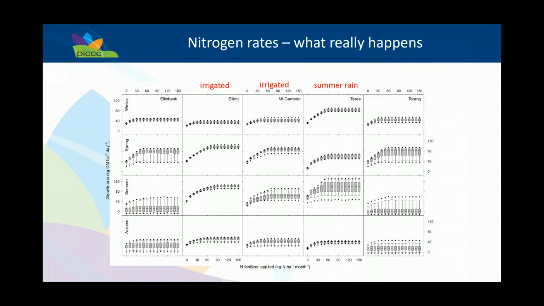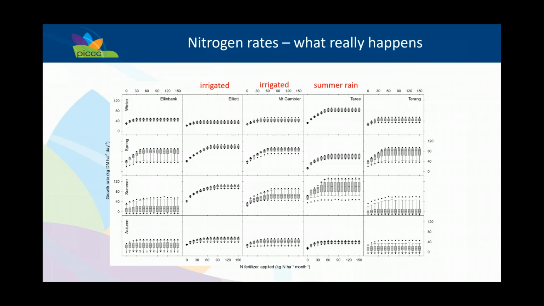Similar at Mount Gambier. At Taree, you get a far better response because it's warmer and it's annual ryegrass in that case. The others are perennial ryegrass. So annual ryegrass is more vigorous in responding to nitrogen, and you can see it at Taree, warmer temperatures in New South Wales, but also a more responsive species. And then Terang, you'll see there's a little bit broader in the box plots. So the top to bottom is a bit wider, a little bit more uncertainty in Western Victoria because it's slightly less certain in winter rainfall than Ellenbank.